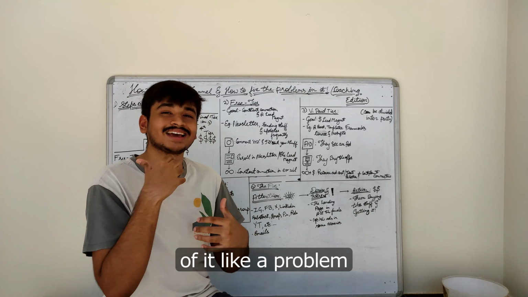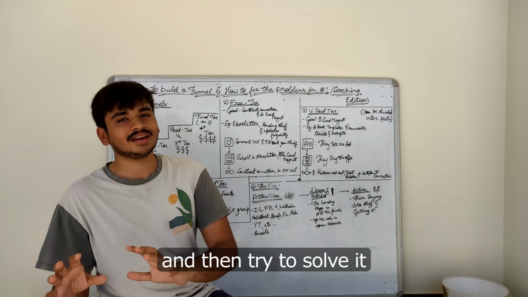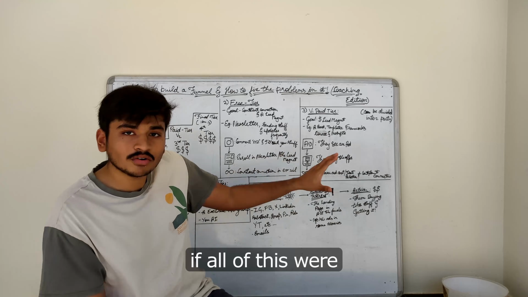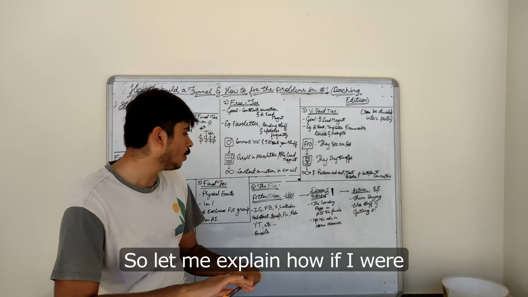Think of it like a problem-solution thing, instead of trying to figure out where the problem is, then trying to solve it and it not working. That's going to be a huge hassle. If all of this is trackable, it's going to be pretty simple. So let me explain how.